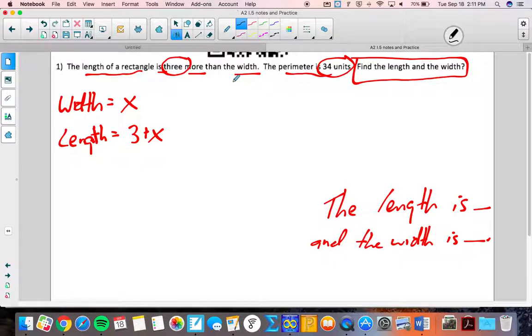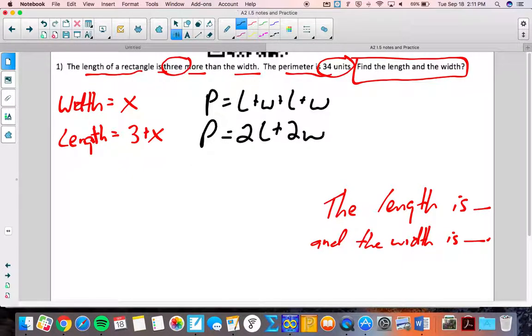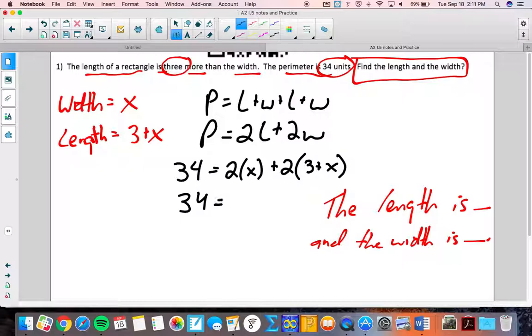Now remember, perimeter is either length plus width plus length plus width, or really it's 2 lengths plus 2 widths. So when I substitute 34 in for the perimeter, I need to make sure I put in x for the width, and I have 2 lengths that make the perimeter, and I have 2 widths that help make the perimeter. So really I have 34 equals 2(x plus 3) plus 2x.